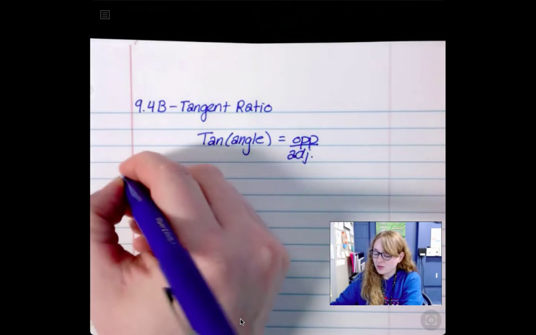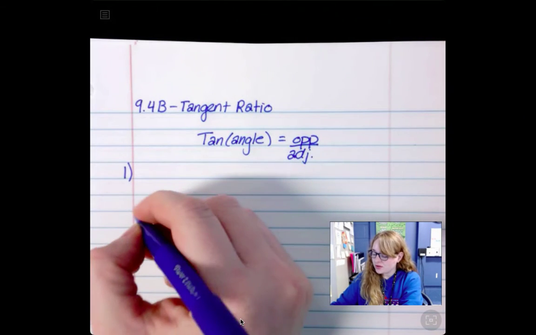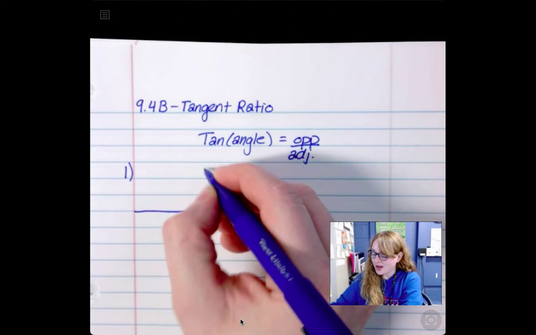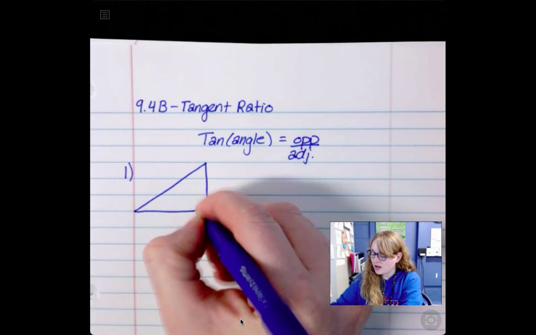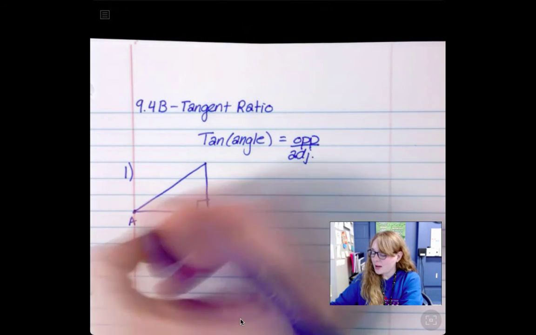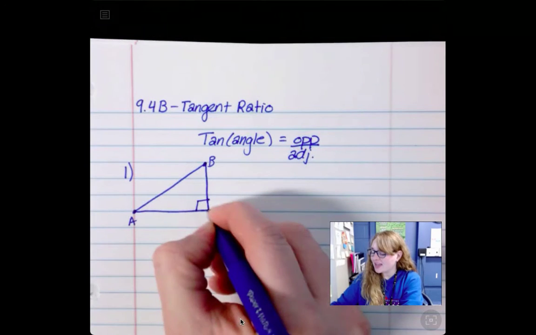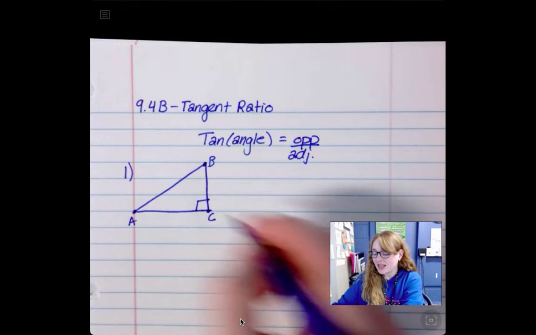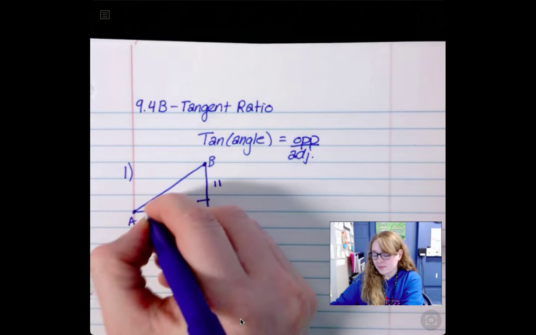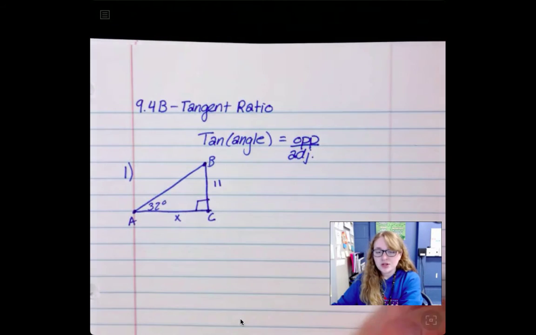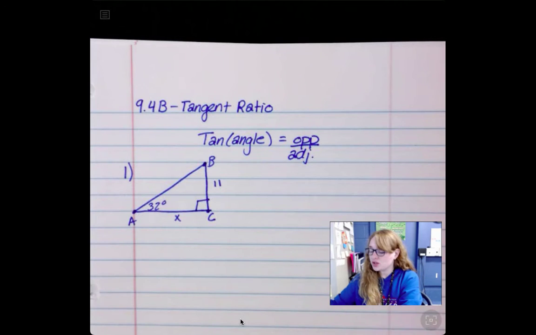Remember, they have to be right triangles. So in this first example, we have a right triangle, which is awesome because that's what we need. So we have the points A, B, and C, and the side lengths of X and 11, and then angle A is 32 degrees. So we're going to solve these using our 3 steps: setup, substitute, and solve.